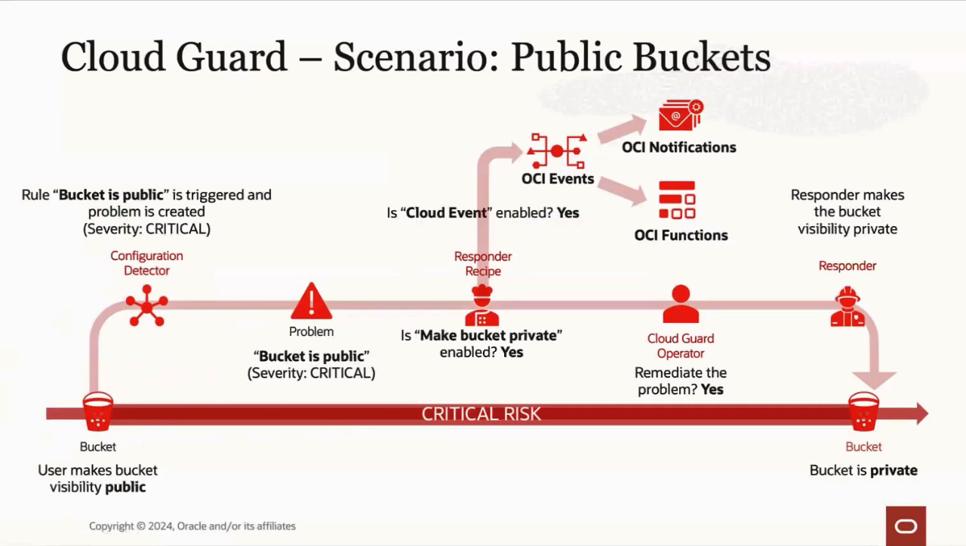So you have the more automated option, which would use a mixture of events, functions, and notifications to solve the problem. And this kind of varies, once again, on the problem. Or you can take a more manual route. You can maybe have a CloudGuard operator go in and manually take action on that. You can also dismiss certain problems as well.